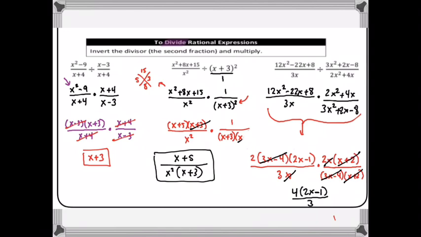Okay, and so that's basically how you do those. Pretty straightforward. If you got the multiplication section, this should be no problem because it's just one added step. Change these division signs to multiplication, and then you flip-flop the second fraction, and you go about your factoring and crossing out merry way. So, okay, next up is going to be solving rational equations. So, onward.